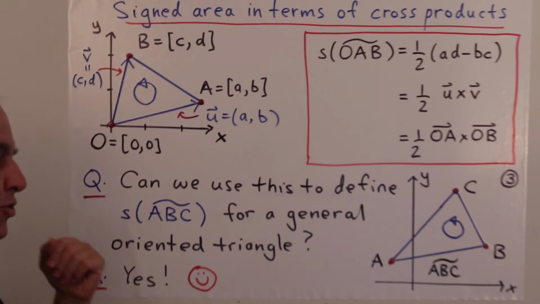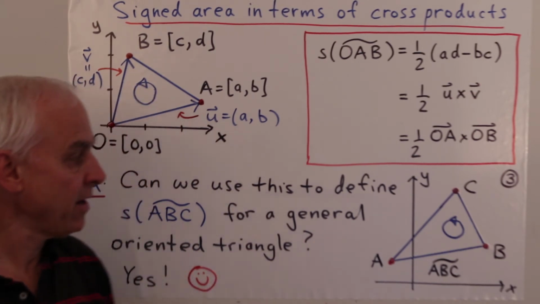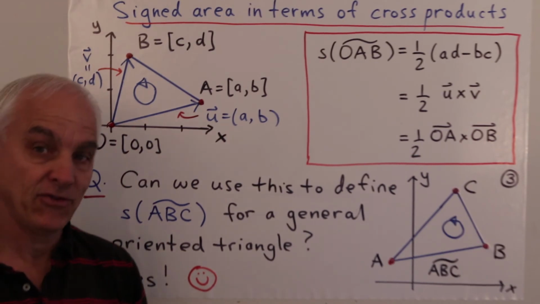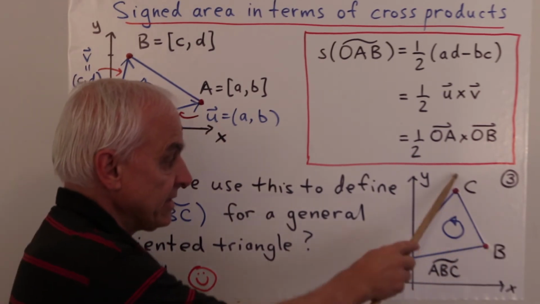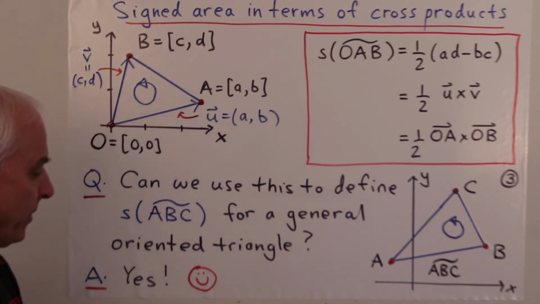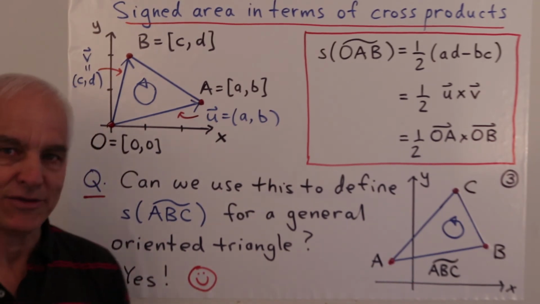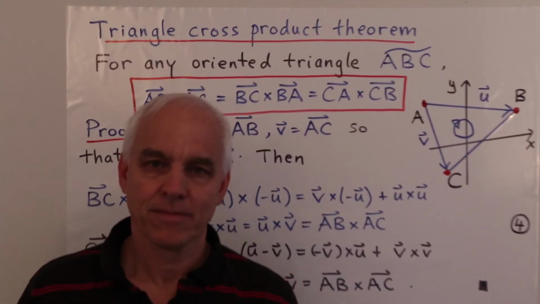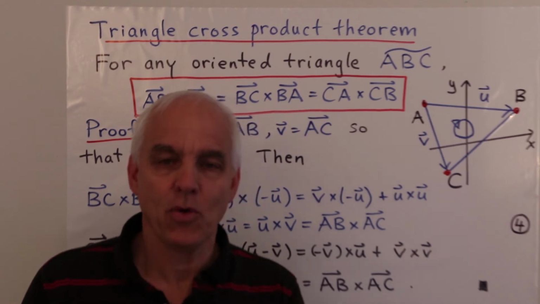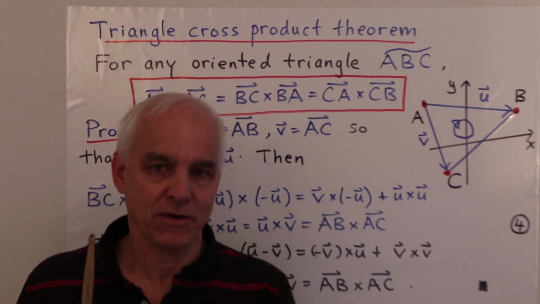So a natural question is, could we use this to define the signed area of a more general oriented triangle, say ABC? ABC somewhere in the plane, not necessarily connected to the origin. And the answer is happily yes. Now, in order to get at the signed area of a general triangle, we need a preliminary fact first.